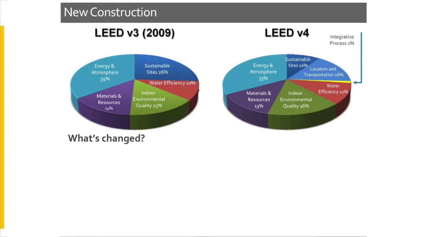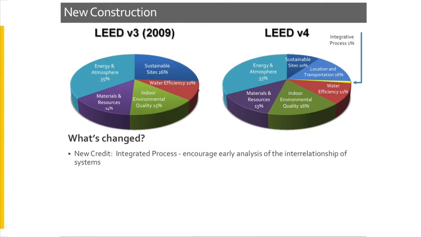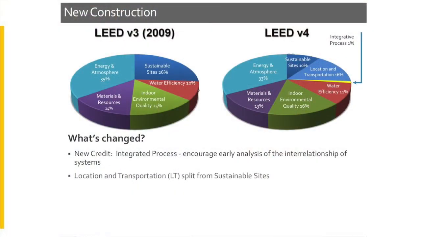Okay, let's talk about some of the differences between LEED version 3 or LEED 2009 and LEED version 4. One of the new credit areas is integrated process, and that encourages early meetings of the stakeholders for the building construction so that teams can get together, understand the goals of the design, and work better together. Location and transportation has been split out of the sustainable sites, so there are 2 separate categories now.